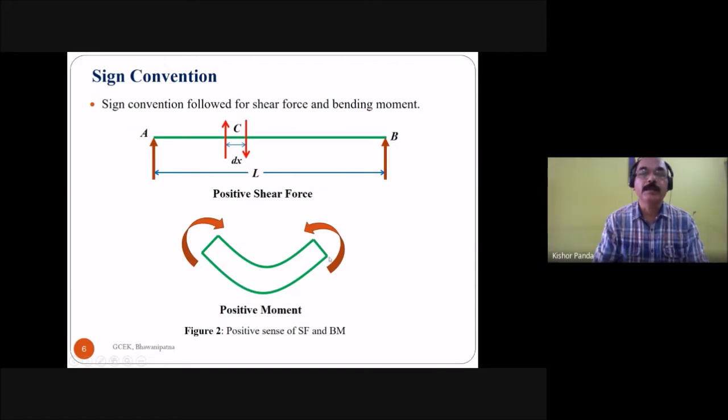Similarly, take this as the positive moment: right side anti-clockwise moment and left side clockwise moment. This is the direction of the moment. So if the right side is in anti-clockwise direction and the left side is in clockwise direction, then this is the positive moment. This is the positive sense of shear force and bending moment. You have to follow this sign convention for the influence line diagram.